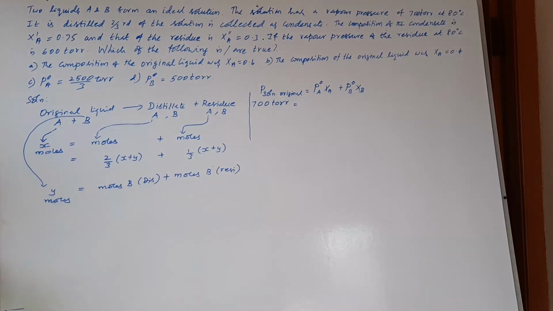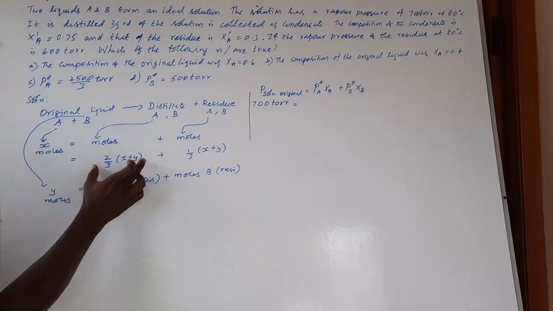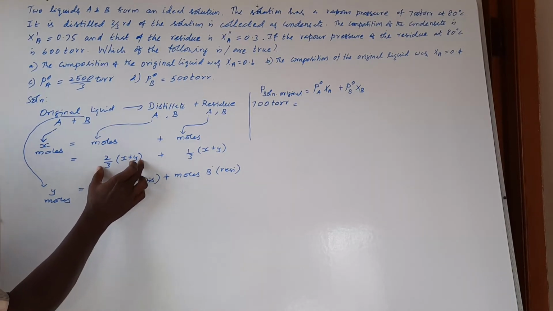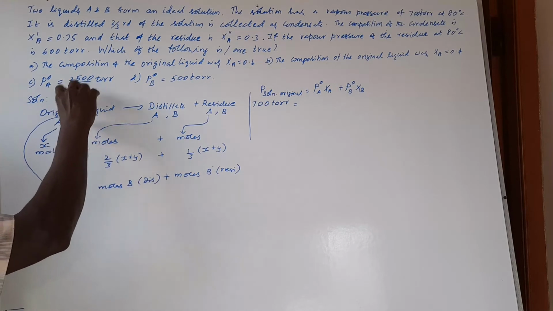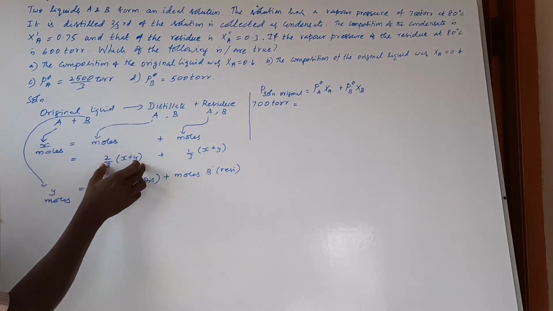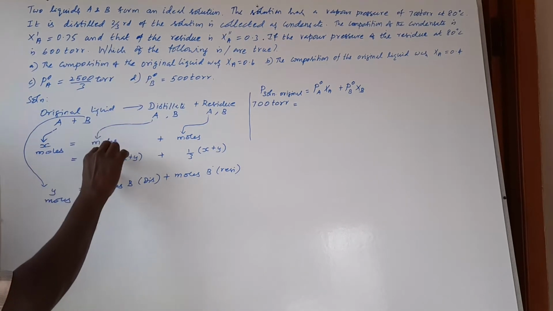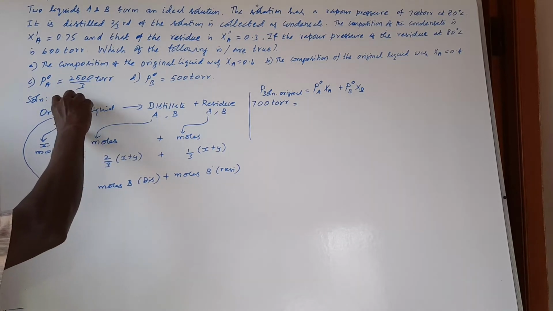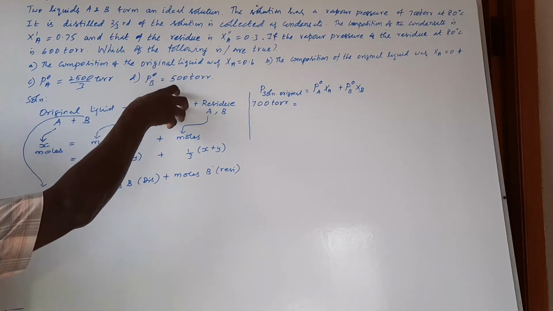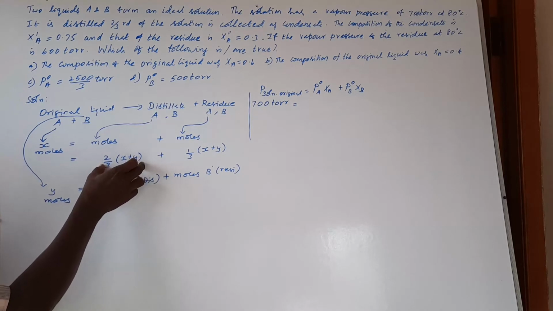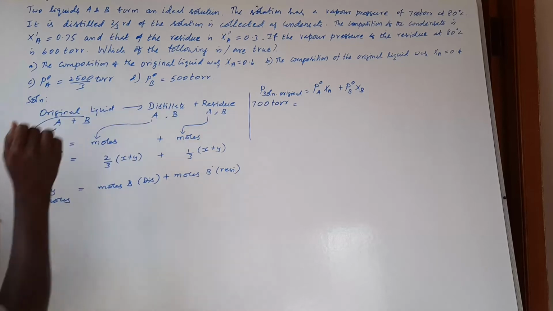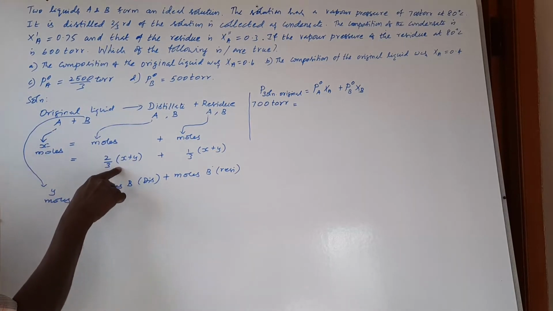Remaining 1/3 is in residue. This is what 2/3 of total moles. 2/3 of this total moles is total distillate. 2/3 of total moles is total moles in the distillate. Now we want A alone. In this total moles, what is A?